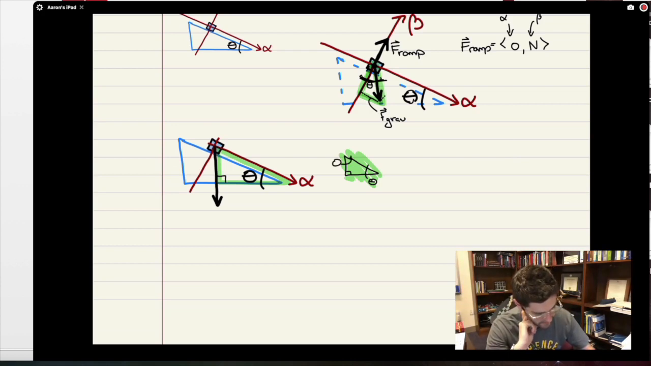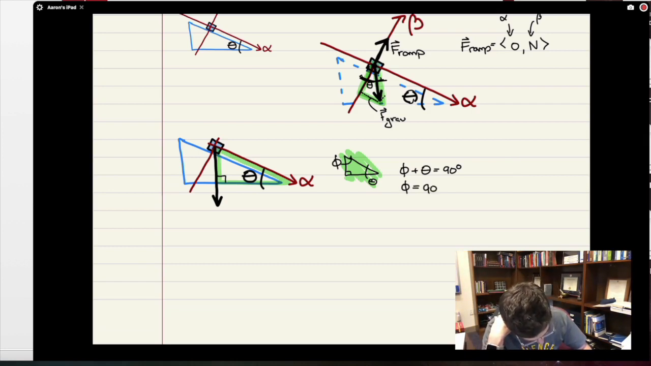Now there's some other angle, I'll call it phi. But we know what phi is. Phi plus theta must equal 90 degrees. That is the property of triangles. The three angles must add up to 180. Since one of them is 90, the other two better add up to 90. So then this equals 90 minus theta. So you know actually what this angle right here is. That is phi.